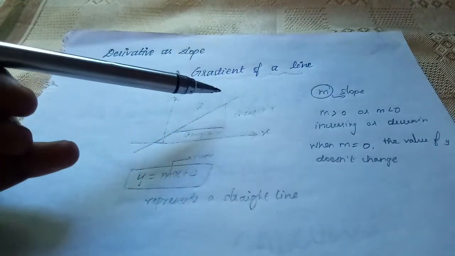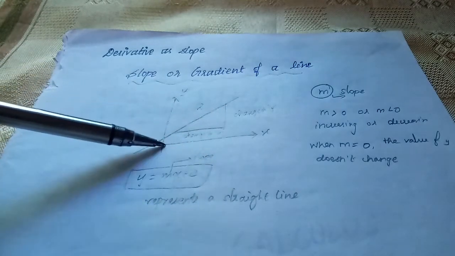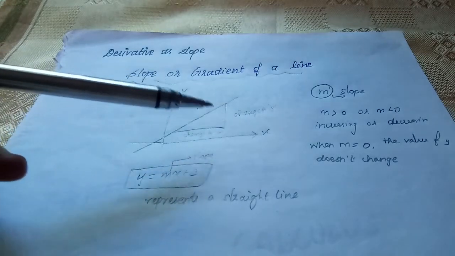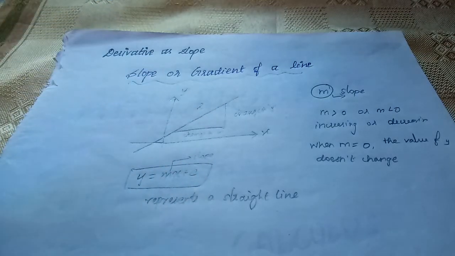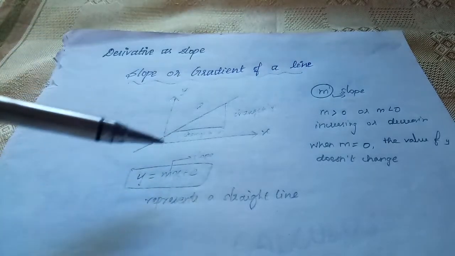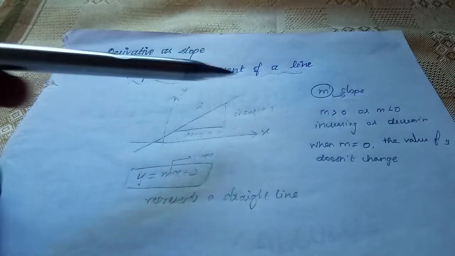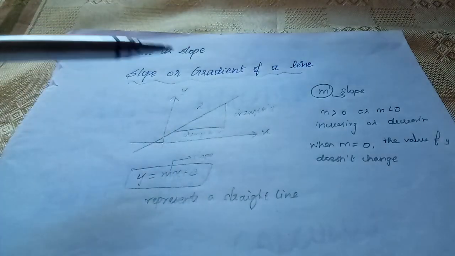It can be observed that the ratio of the vertical length to the horizontal length is always a constant. This ratio is called the slope of the given line and is denoted as m. So this is the slope or gradient of a line.